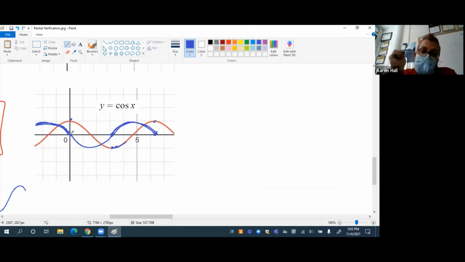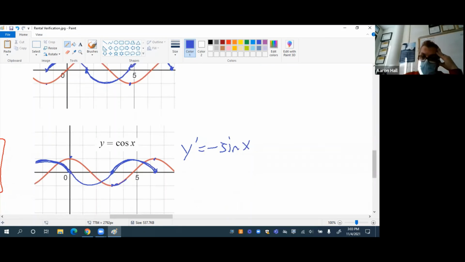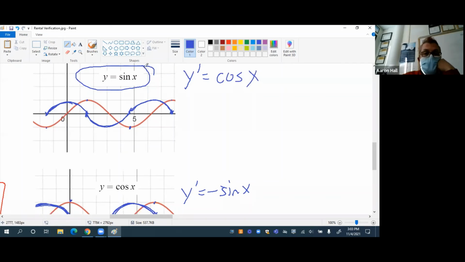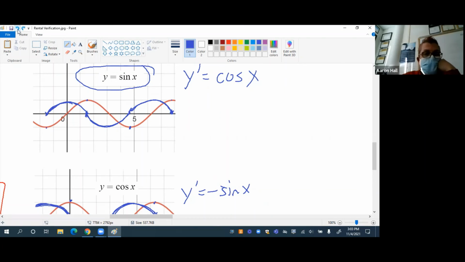Now I want you to consider transformations. If you consider transformations, what does the blue graph have to be? Negative sine of x, yep. Do you see that it's just a flip? Look at the red graph at the top versus the blue graph at the bottom. Do you see that it's just a vertical flip? So the derivative of sine of x is what? Cosine of x. The derivative of cosine is negative sine of x. Correct. Okay, let's do tangent.